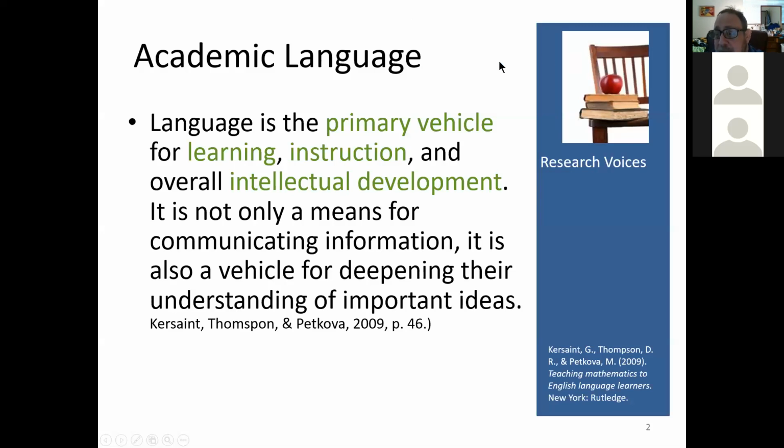I'll give you time at certain points to ask questions. Academic language. Language is the primary vehicle for learning, instruction, and overall intellectual development. It is not only a means for communicating information, it is also a vehicle for deepening their understanding of important ideas.